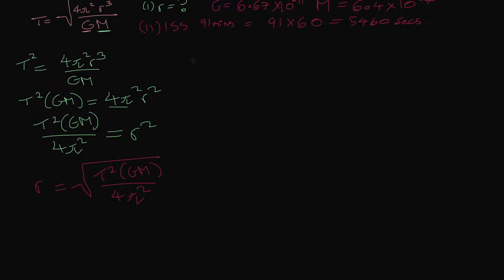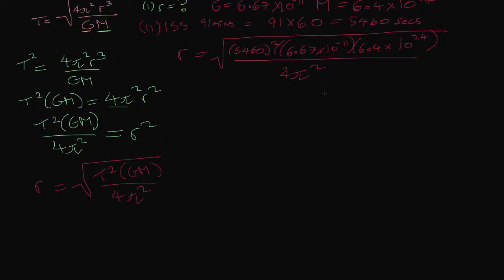So now we'll just sub these into the formula. So r is equal to the cube root of 5,460 squared multiplied by G, which is 6.67 multiplied by 10 to the minus 11, multiplied by M, which is 6.4 multiplied by 10 to the 24, and all of that will be over 4 pi squared. So now I'm just going to get these values by subbing it into my calculator.